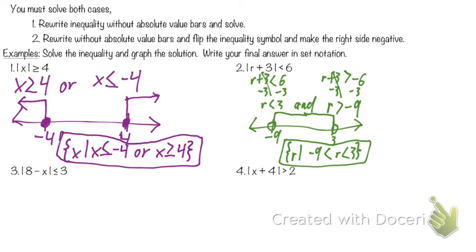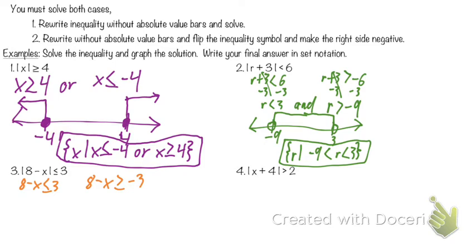Okay, Courtney, go ahead. 8 minus x is less than or equal to 3. Very good. Can somebody else help me with my second one? Courtney: 8 minus x is greater than or equal to negative 3. Very good. The only thing that changed in the second one was the inequality sign flipped, and we made the right side negative. Just like with our equations, except for now we have to flip the sign.